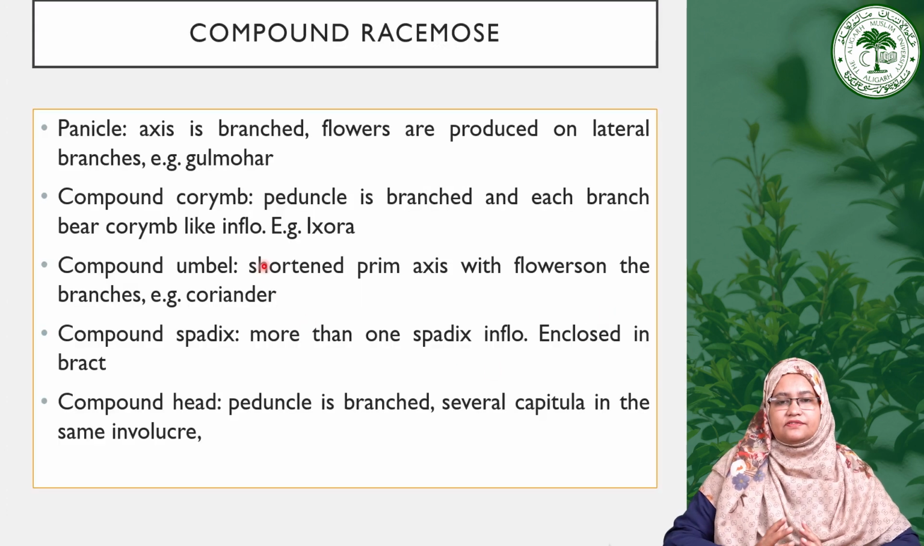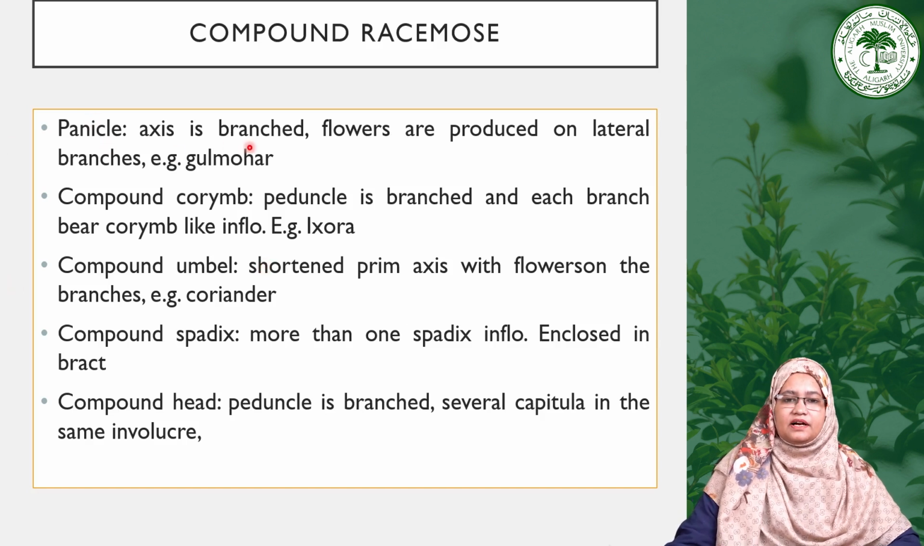Then besides this, as we have seen, these are the different types of racemose inflorescence. These, which we have discussed earlier, are the simple types of racemose. Then there is also the compound racemose inflorescence, in which the inflorescence axis is branched. The first example of this is the panicle, in which the axis is branched and produces lateral branches, like in the case of gulmohar, or the compound corymb, in which the peduncle is branched and each branch bears a single corymb-like inflorescence, for example in the case of ixora.